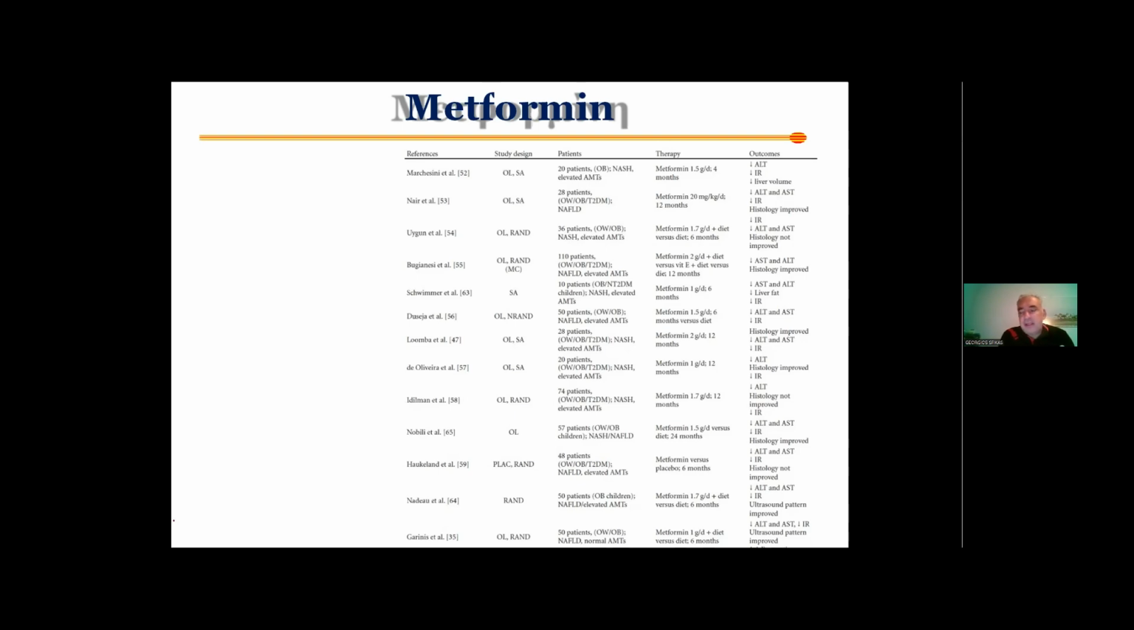Even with that problem, what we see in every one of these studies is an amelioration of the hepatic indices, an improvement of the liver fat as shown in the ultrasound, and also, in some of these studies that performed liver biopsies, in most of them the histologic findings were improved.